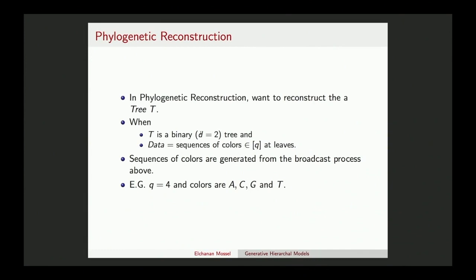Letter number 2 is also going to be generated from the process I described before. Letter number 3 is also going to be generated from the process I described before, each time independently. The most classical example is that the alphabet Q is of size 4, and the colors are A, C, G, and T.